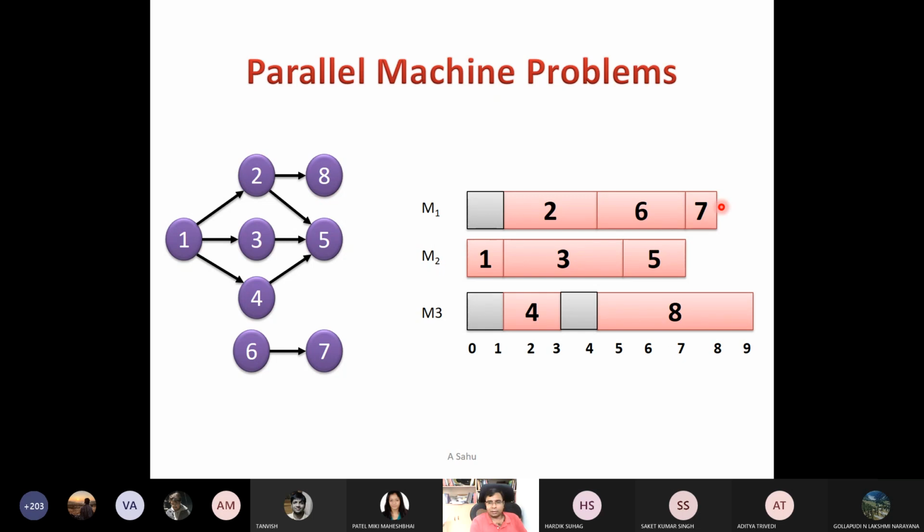And what is the Cmax time? Cmax means the maximum time taken here. It's 9. So we generally minimize the Cmax. Maximum time is 9, and we want to minimize that maximum time taken. In general, in most problems, if you want to minimize the overall execution time, you minimize this rightmost part.